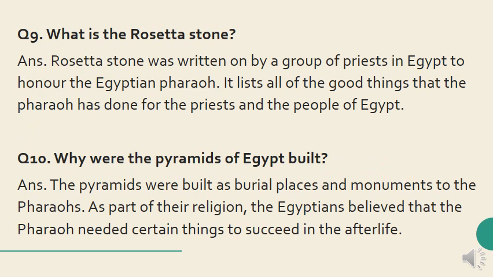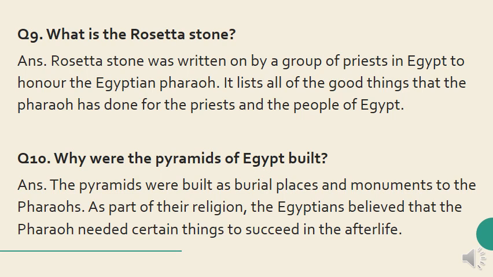Question number 9. What is the Rosetta Stone? Answer. The Rosetta Stone was written by a group of priests in Egypt to honor the Egyptian Pharaoh. It lists all of the good things that the Pharaoh has done for the priests and the people of Egypt. So it was written by some of the important priests and people who thought that the Pharaoh had done good things. After his death, they used to write these down on that stone.